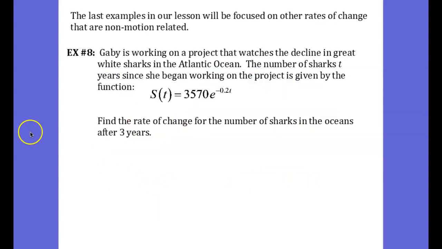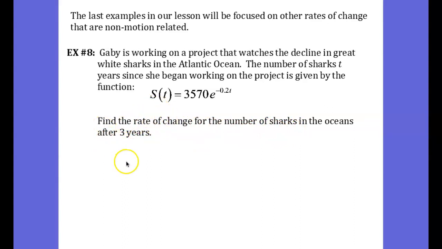In example number 8, we're looking at an exponential decay problem. Here Gabby is working on a project that watches the decline in great white sharks in the Atlantic Ocean. The number of sharks, t years since she began working on the project, is given by the function S of t equals 3,570 times e to the negative 0.2 t. Find the rate of change for the number of sharks in the oceans after 3 years.